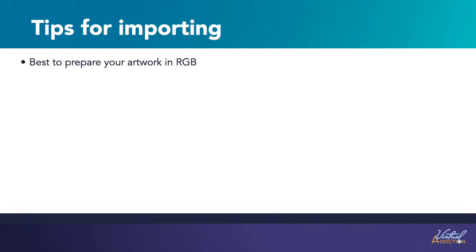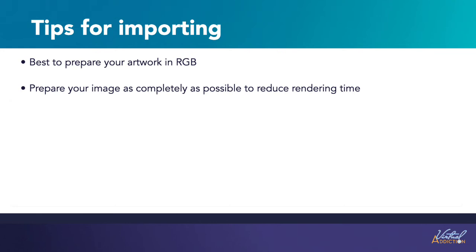After Effects works internally in an RGB color space. It can bring in CMYK images, but if possible, you should prepare your artwork in the RGB color space. Before you import any sort of images into After Effects, try to prepare it as completely as possible to reduce rendering time. It's usually easier and faster to prepare still images in the native application before importing them into After Effects.